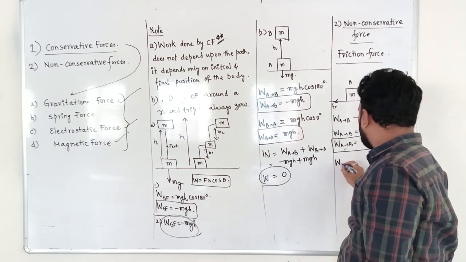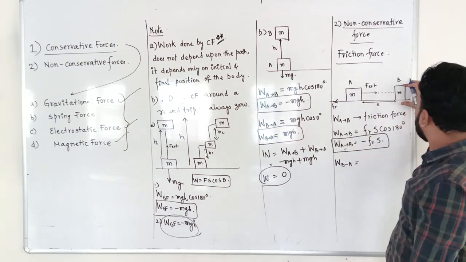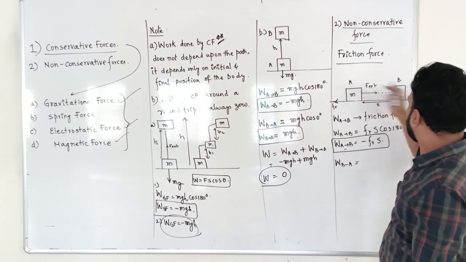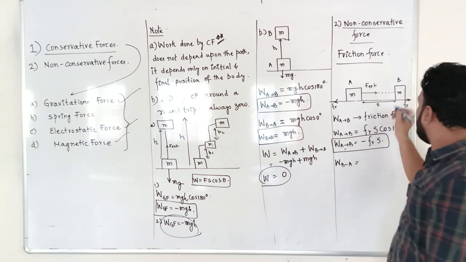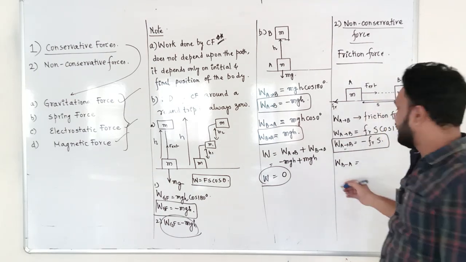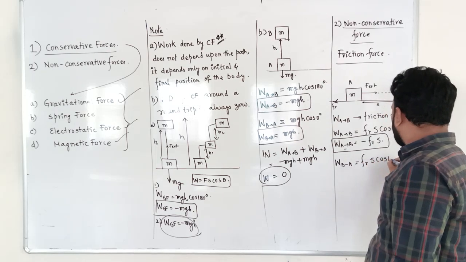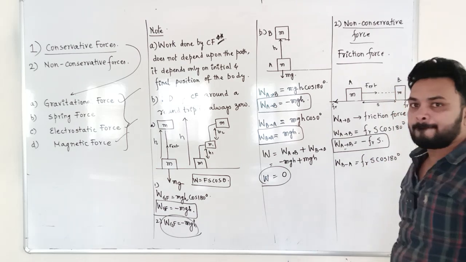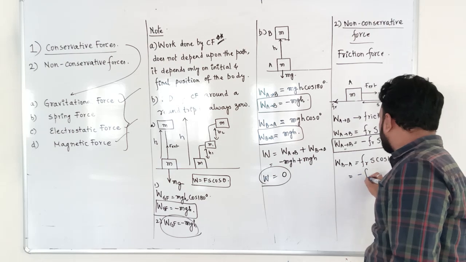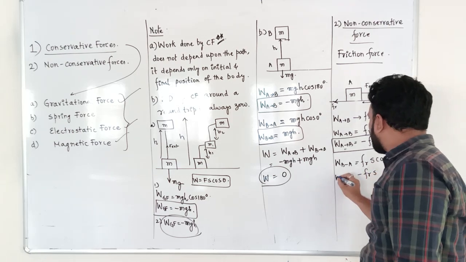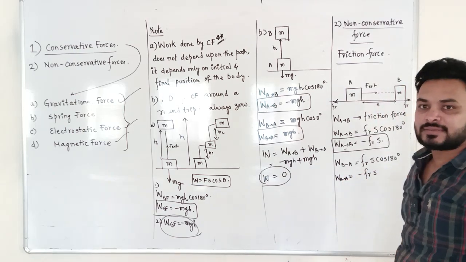Work done from B to A point. See here, whenever we are taking the block from B to A point, friction force is acting in this direction. Displacement is in this direction. That means the angle between friction force and displacement is 180, cos 180. Correct now? Again cos 180 is minus 1. That means work done from B to A point is again minus Frs.